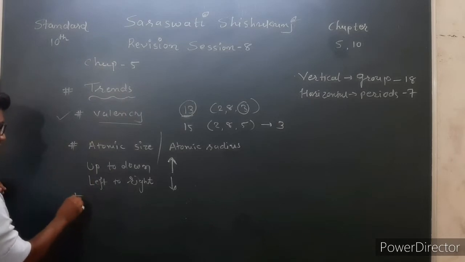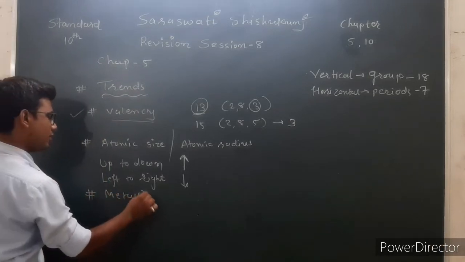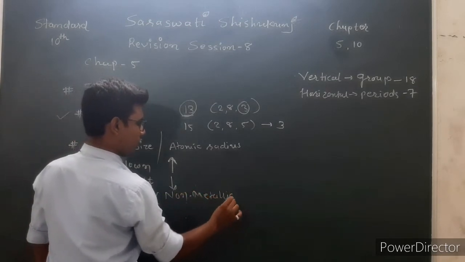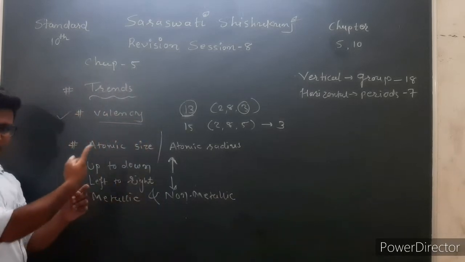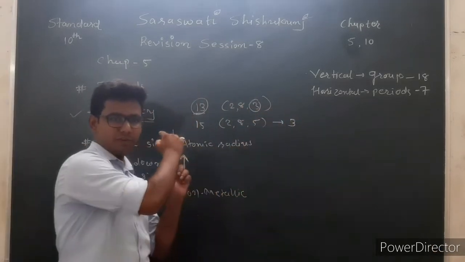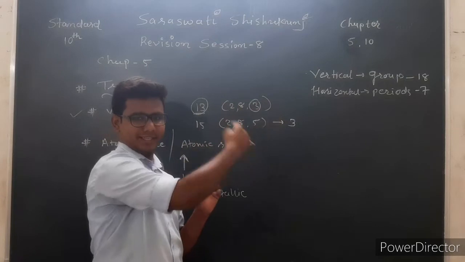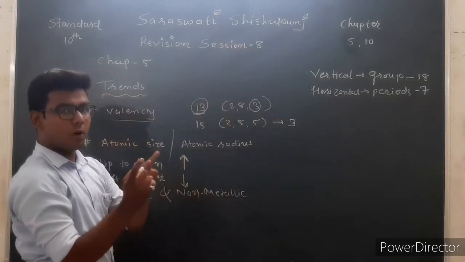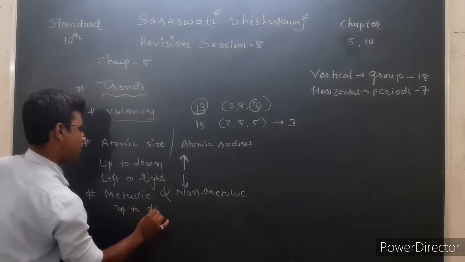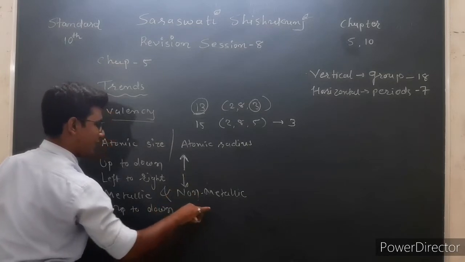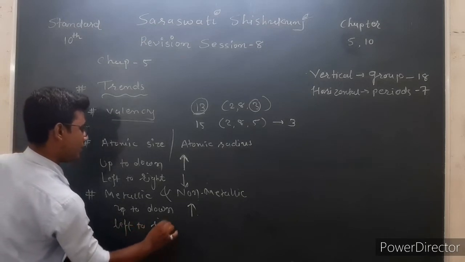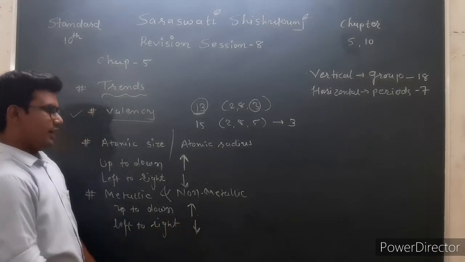Okay, if we talk about metallic and non-metallic property, we know at group 1 we have metals, and at group 17 we have non-metals. So when we move from left to right, the metallic property is decreasing. When we move from up to down, it will be opposite, so the metallic property will get increased. So here from up to down, what happens to metallic property? It will get increased, and from left to right, the metallic property will get decreased.